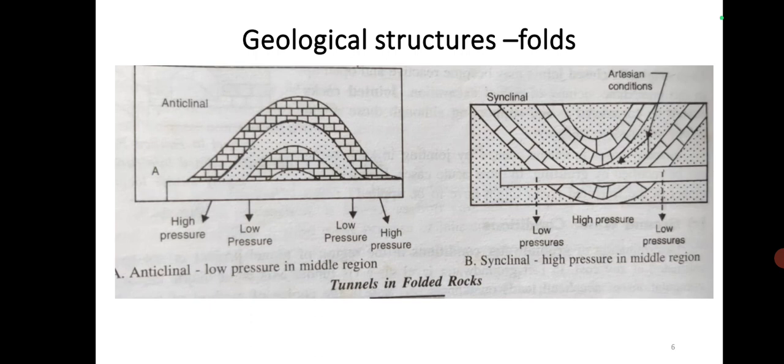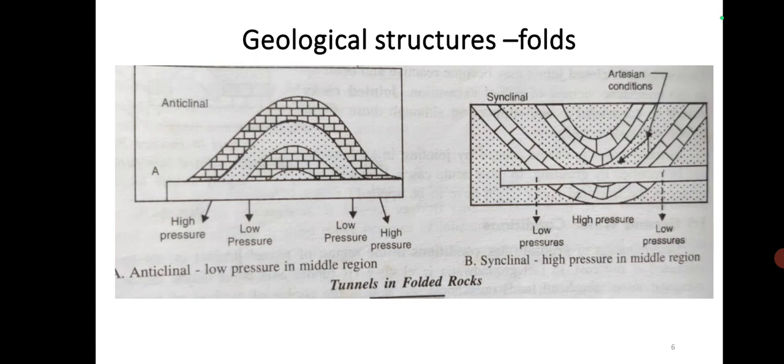Okay. And regarding tunneling in areas where folds are present, you can see that if the tunneling is along or through anticlinal folds, then high pressure occurs on the outside and low pressure zones are in the inside. So there is low pressure in the middle region, and in synclinal folds, high pressure occurs in the middle region.